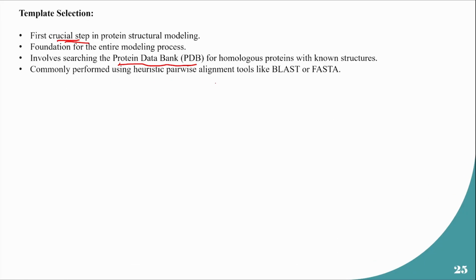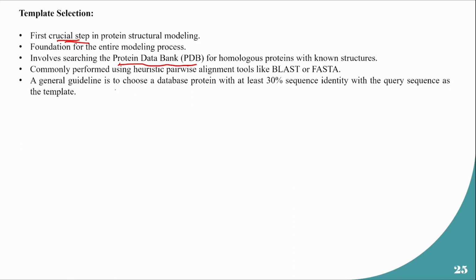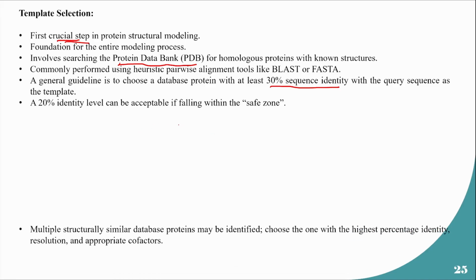Then you have to do some sort of pairwise alignment using tools like BLAST or FASTA. And here it is saying that at least 30% sequence identity should be present between the query sequence and the template. And then 25% in some cases can be acceptable maybe.